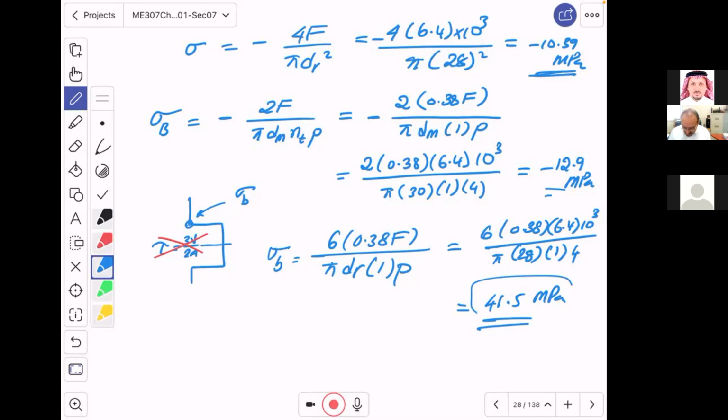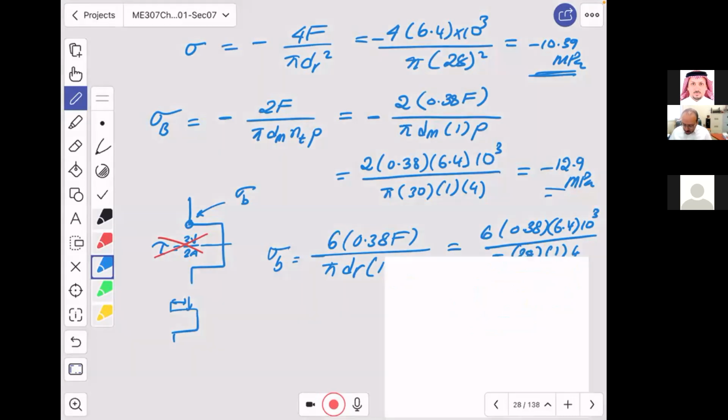You think that the thread is tiny, and if you think about bending as the force multiplied by the distance as a moment, that distance is too little and the bending stress is not going to go high. You are wrong. It is more than this.